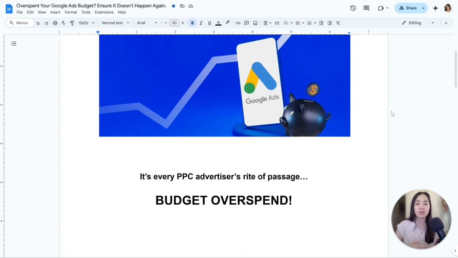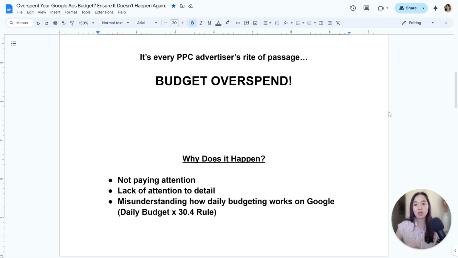It is every PPC advertiser's rite of passage: budget overspend. If you're new and you don't know what you're doing and you don't know exactly how the Google Ads platform works, it's going to happen, especially because most advertisers don't actually understand how the platform works. So I'm going to go ahead and break down a few reasons here. Number one, why does it happen? Not paying attention. Number two, lack of attention to detail. Number three, this is the main reason I mentioned this, misunderstanding exactly how the daily budgeting works on Google.